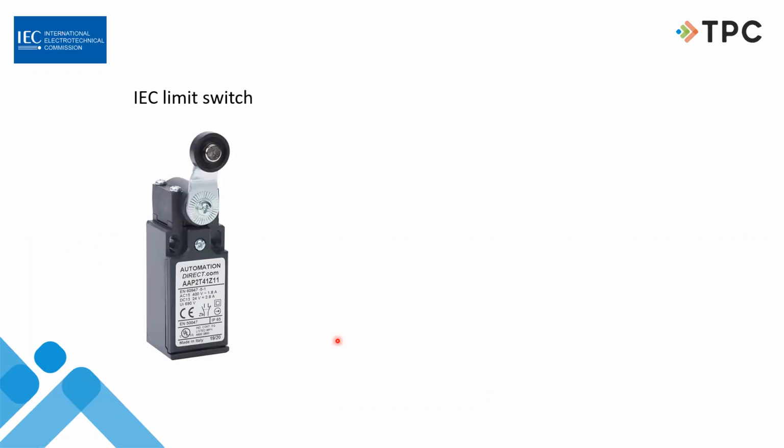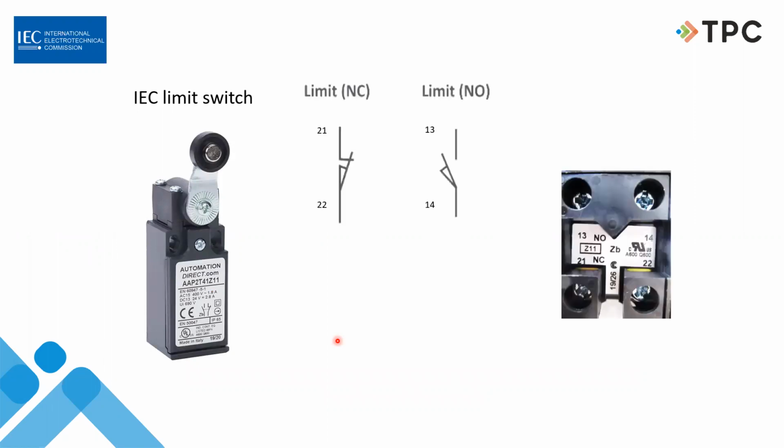This is kind of a typical IEC limit switch. And here we have the inside of the switch and our contacts. So we've got the normally closed contacts. We've got the normally open contacts. That's normal.